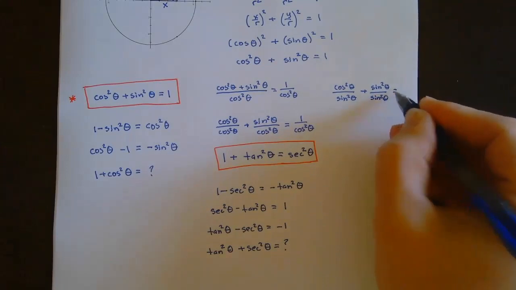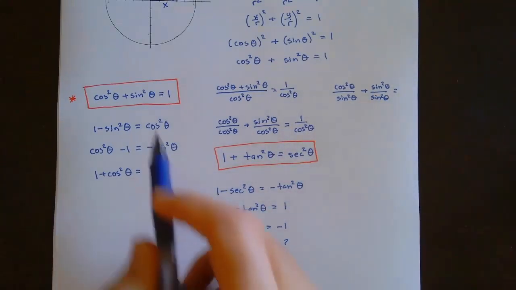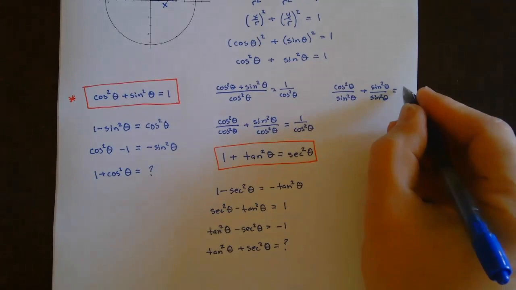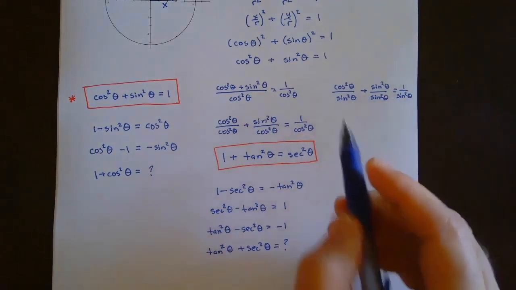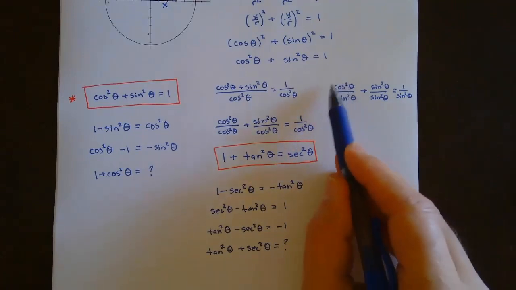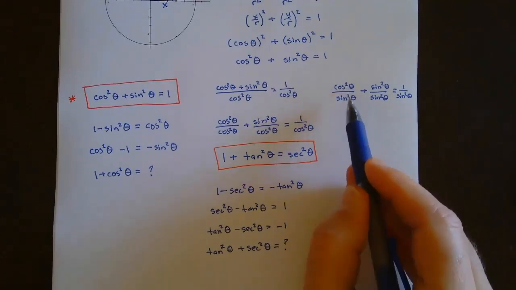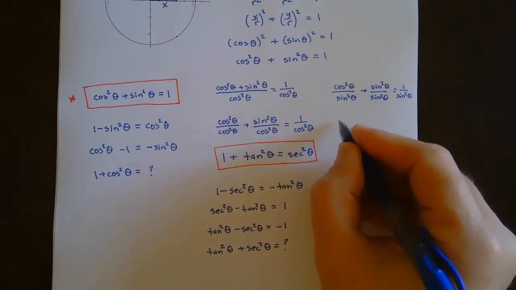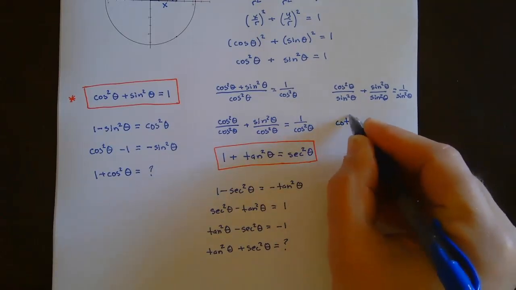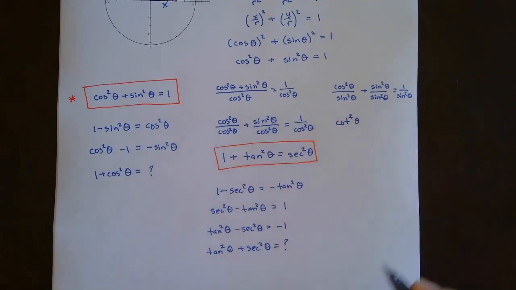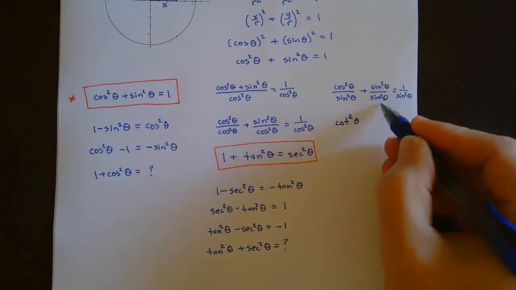And then that would have to equal 1 over sine squared theta, right? Okay, but these are both being squared, right? So I could square the whole fraction and it'd be cosine theta over sine theta, right? Well, that is cotangent theta, and I'd have to square it, right? So I put the square right there. Sine squared theta over sine squared theta, that would be 1.